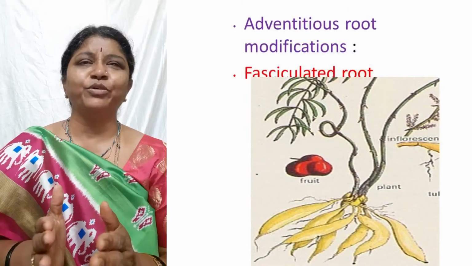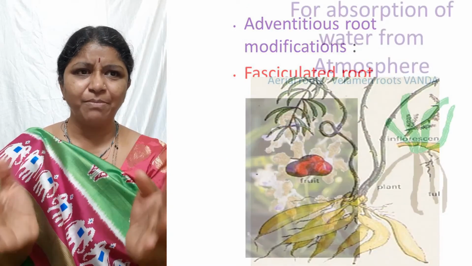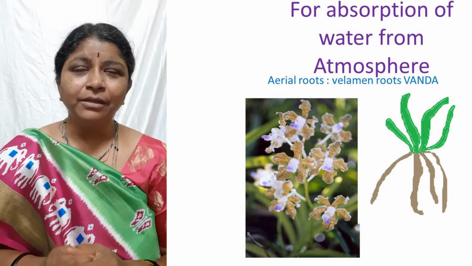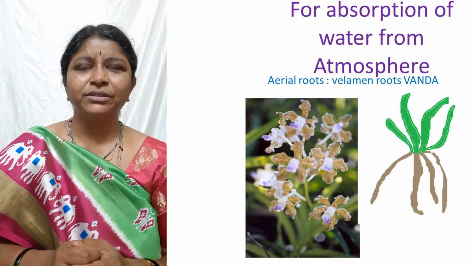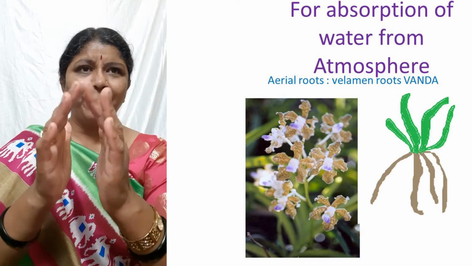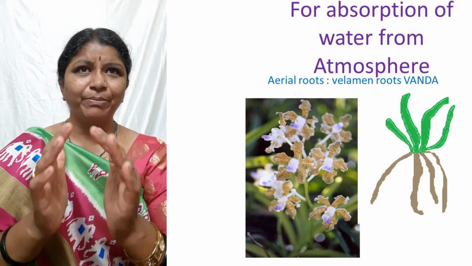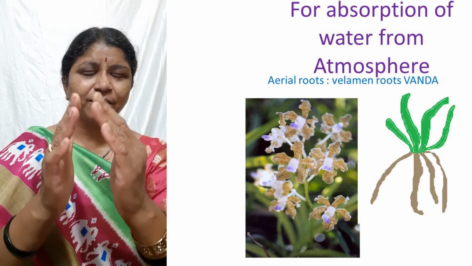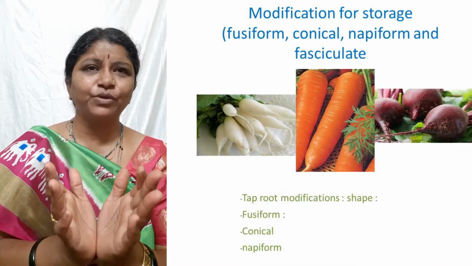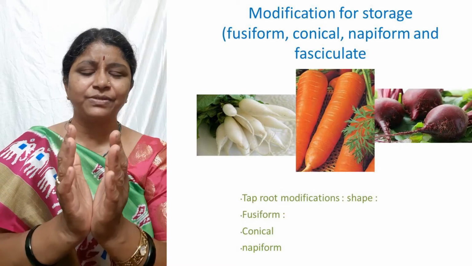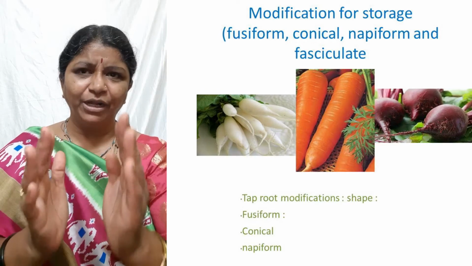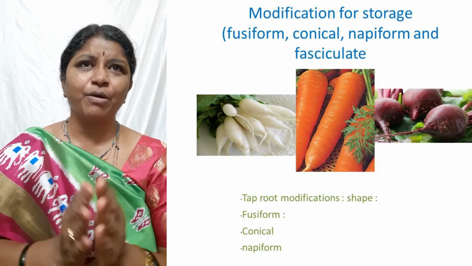In the case of taproot modification, based on the shape of the root, we can divide it into three types. The fusiform root, where the upper region just beneath the stem and the tip portion of the root are both tapering ends, and the middle portion is swollen. Such spindle-shaped roots are known as fusiform roots.